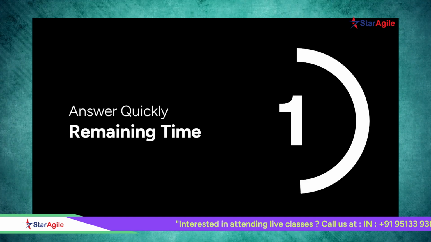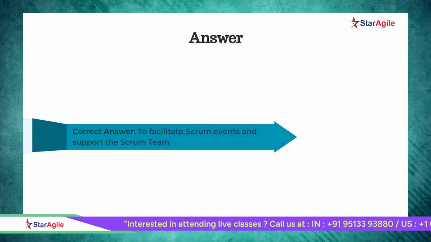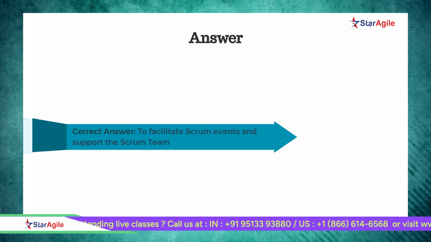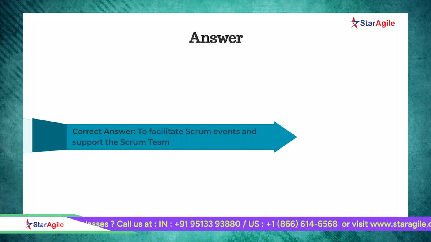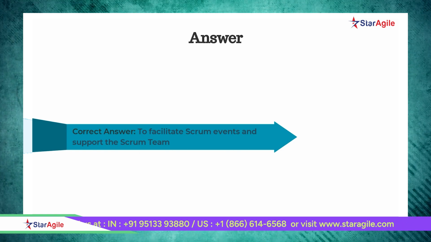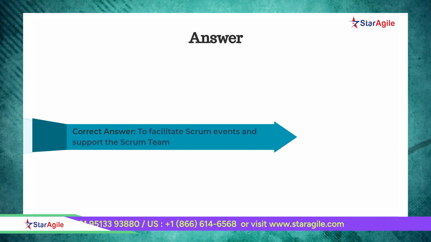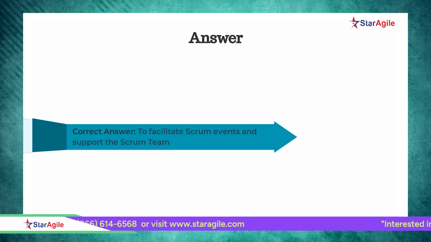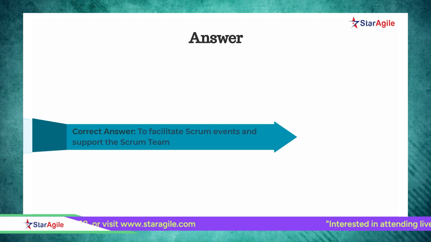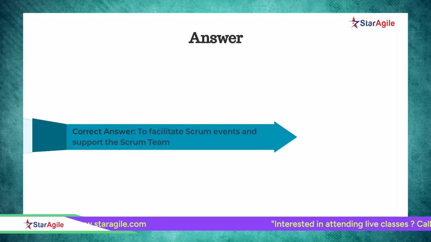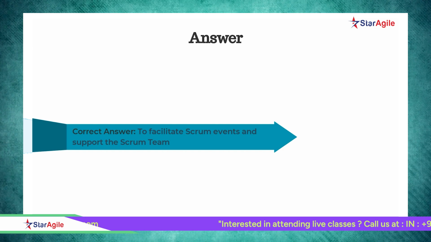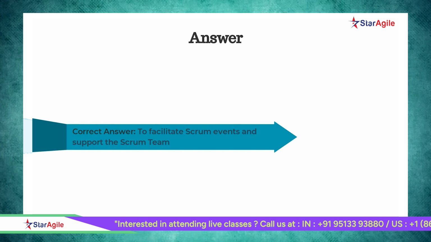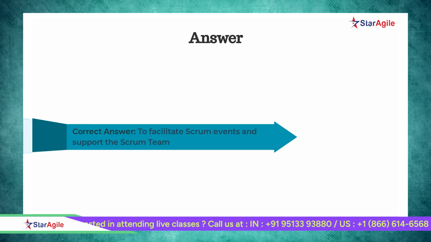The correct answer is to facilitate Scrum events and support the Scrum team. If you recall, Scrum Master facilitates all the Scrum events, including sprint planning, daily stand-ups, sprint reviews, and retrospectives. They ensure that these events are conducted effectively, remain focused on achieving their objectives, and foster collaboration, transparency, and accountability within the team. Moving to the next one.